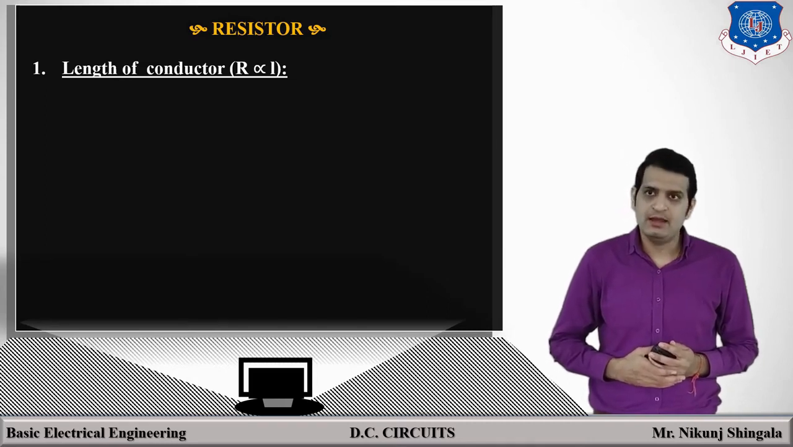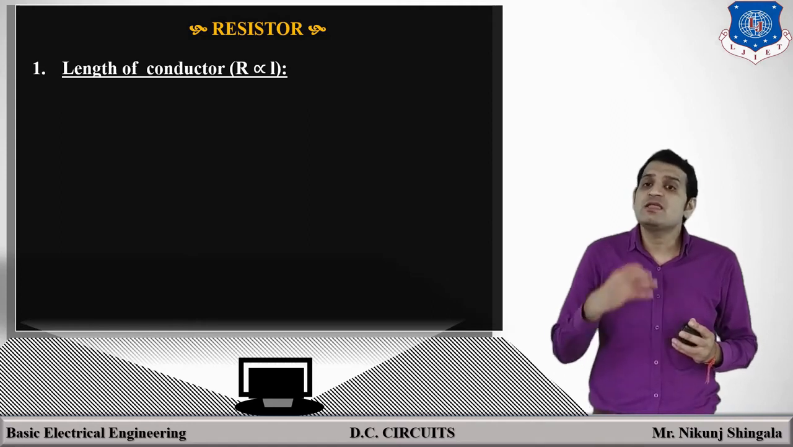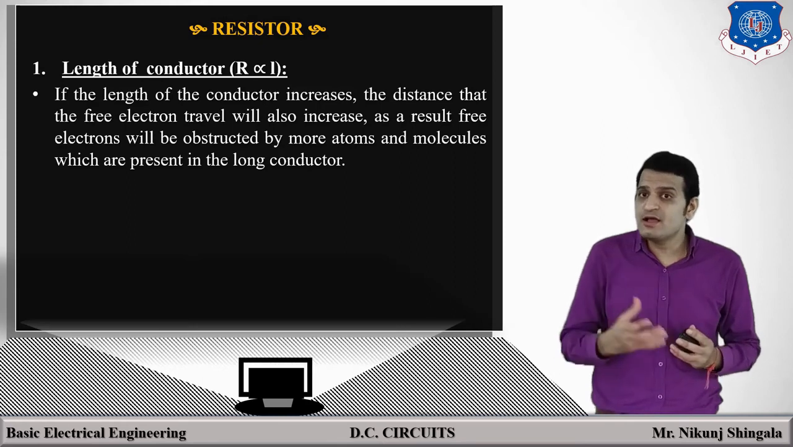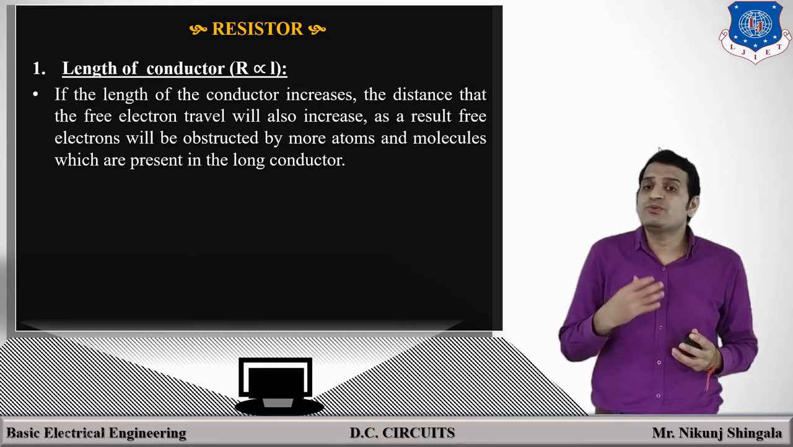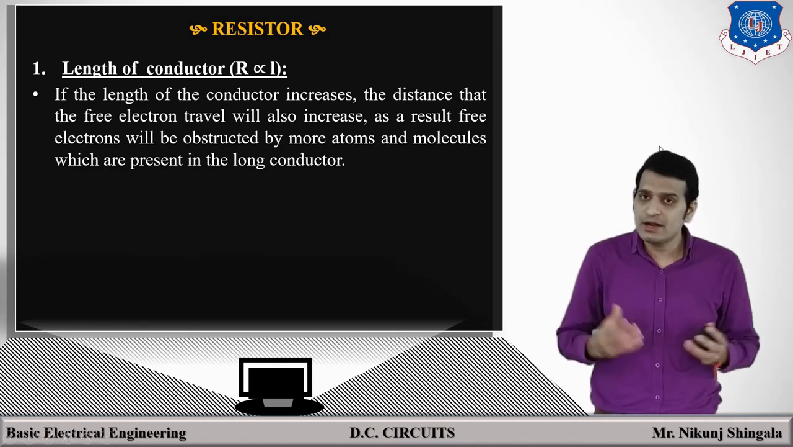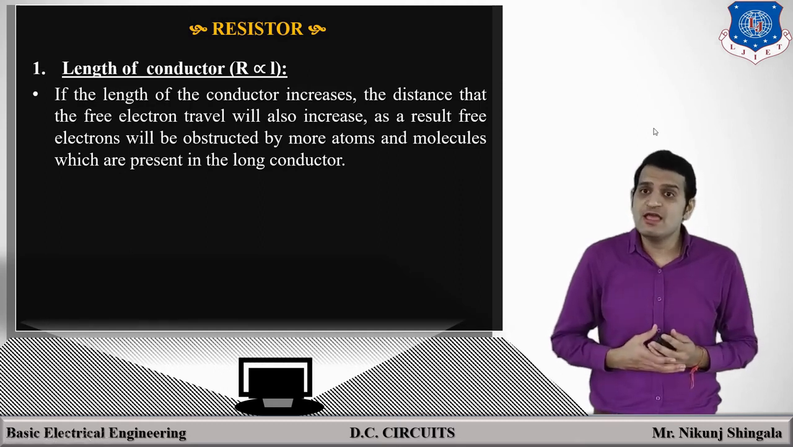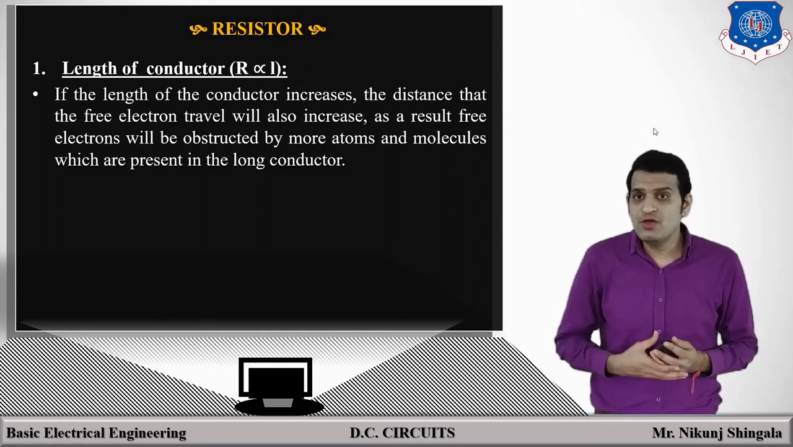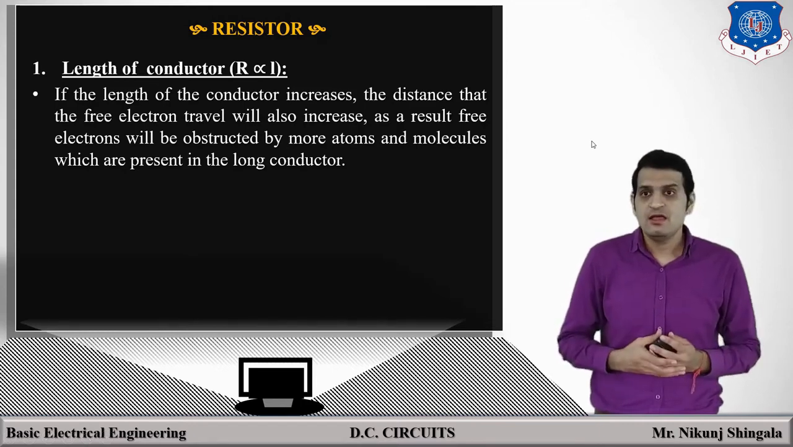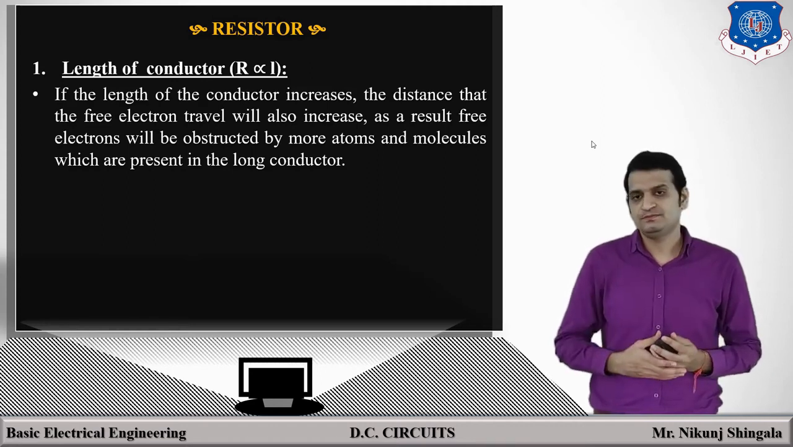R is proportional to L. So if the length of the conductor is increased, then the distance that free electrons travel will also increase, and as a result, free electrons will be restricted by more atoms and molecules present in the long conductor, and obstruction collision is increased. Then flow of electrons is reduced, so we can say current is reduced and resistance is increased. So as length of the conductor increases, resistance also increases.